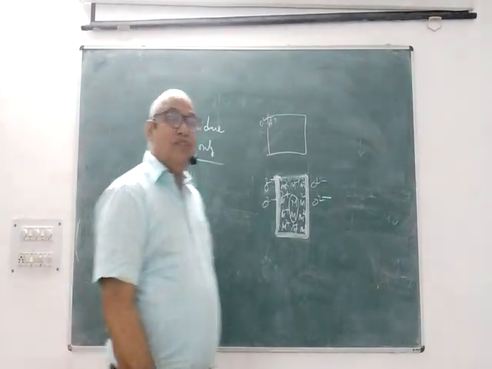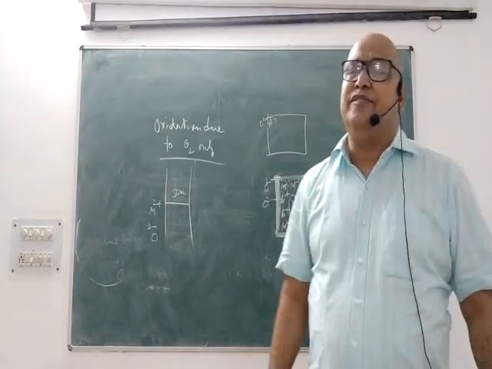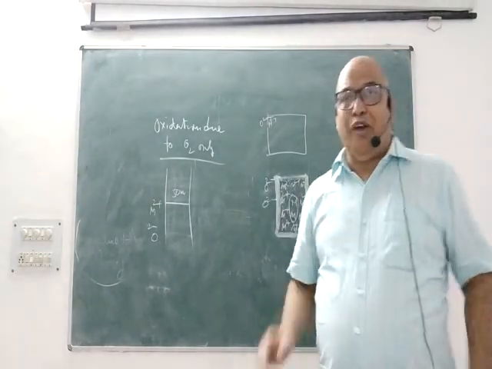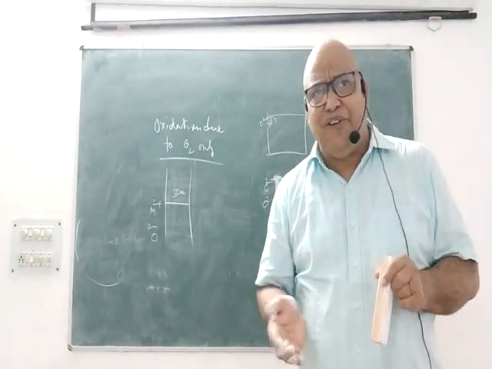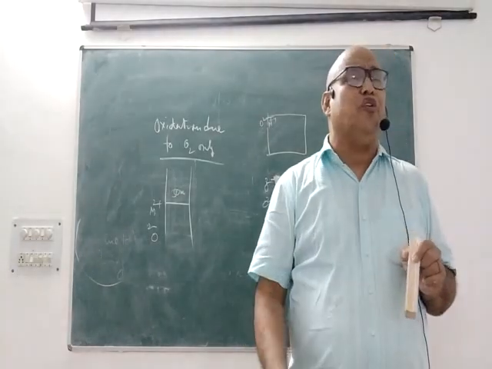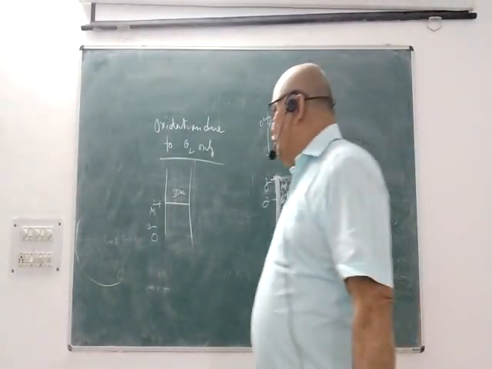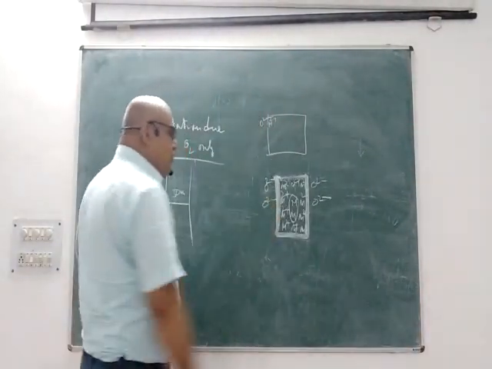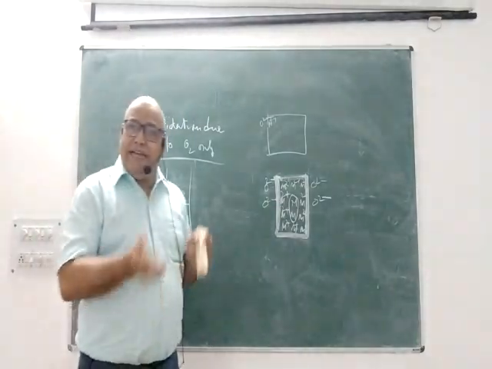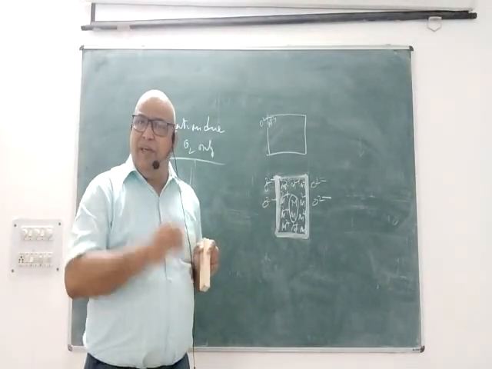As we know, size of cation is always smaller than size of anions, because cations are produced by loss of electron, whereas anions are produced by gain of electron, and therefore size of M2+ will be smaller than that of anionic O2-. This is one.